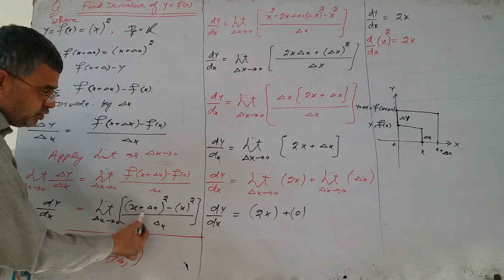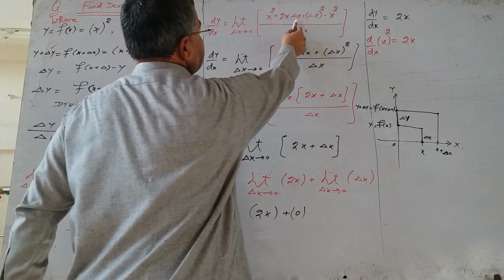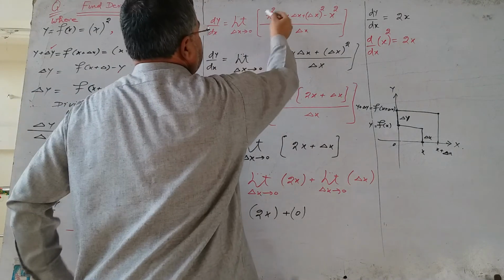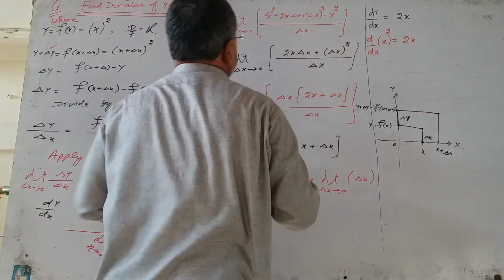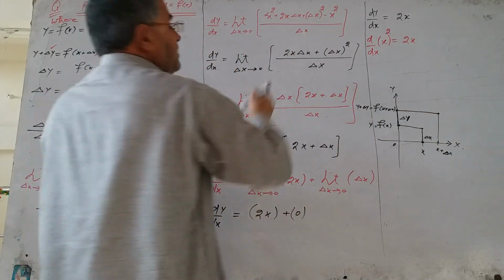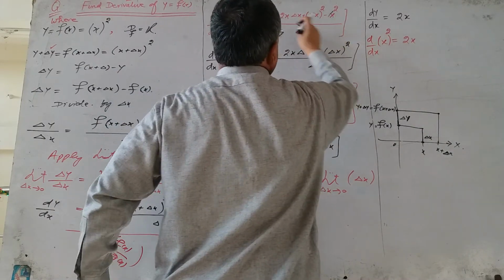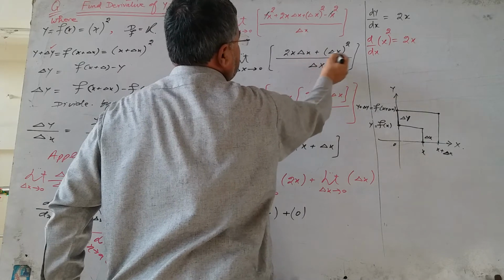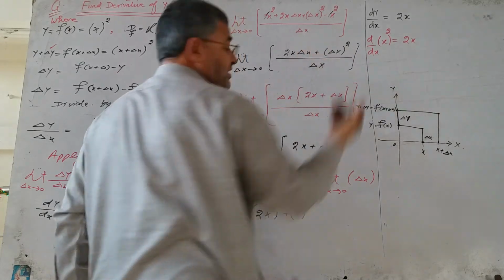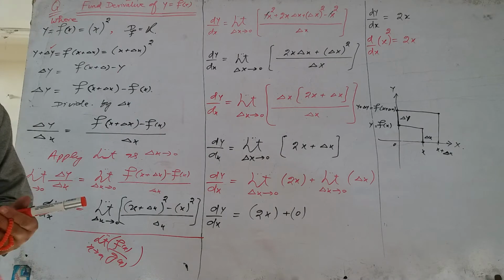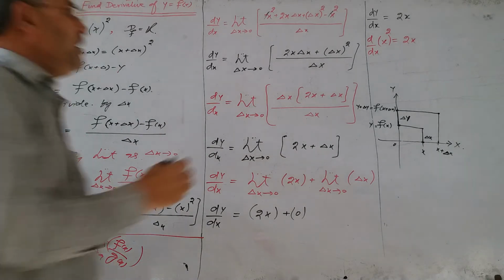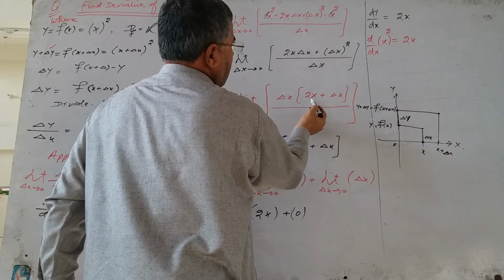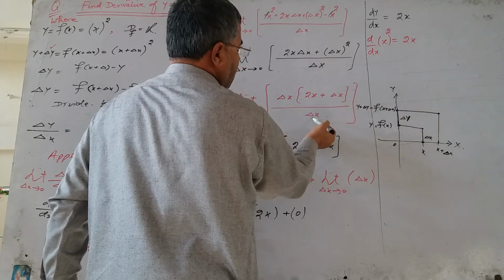Therefore, x plus del x whole square is equal to x square plus 2x del x plus del x whole square, minus x square, divided by del x. Cancel x square with x square. The simplest form of the numerator is 2x del x plus del x whole square. In the denominator, there is only one term, therefore it is already in the simplest form. Now del x is common in these two terms: del x multiplied by 2x plus del x, divided by del x.